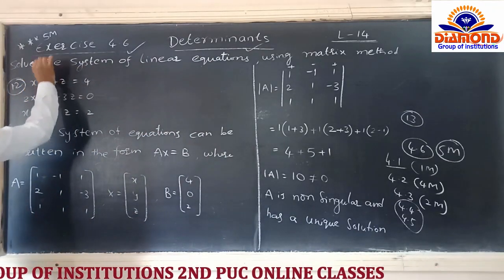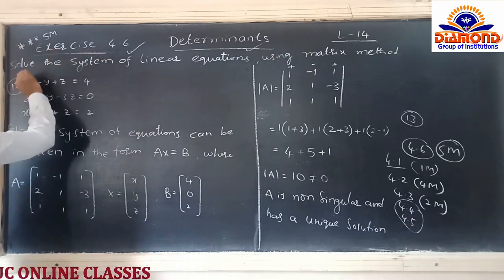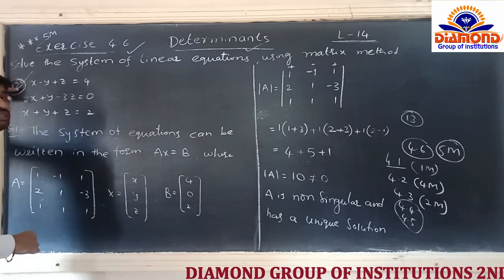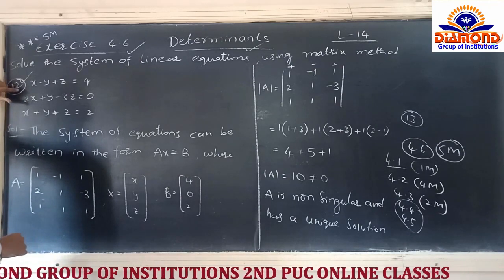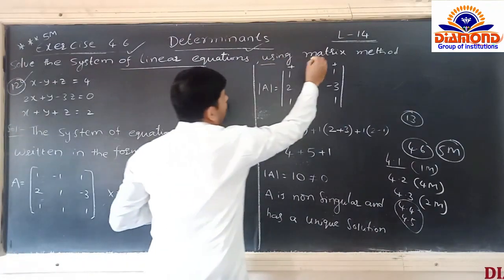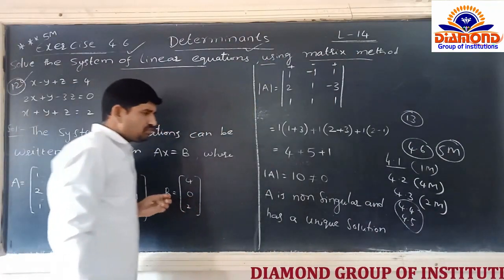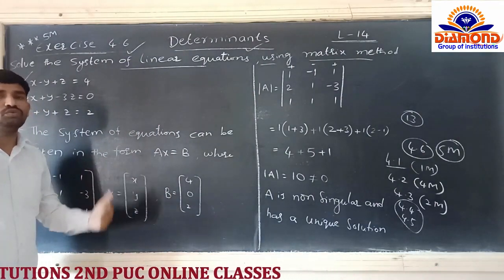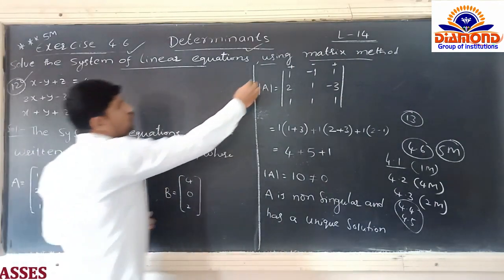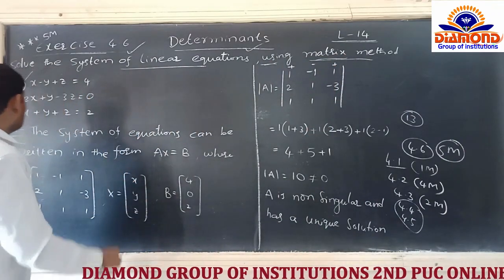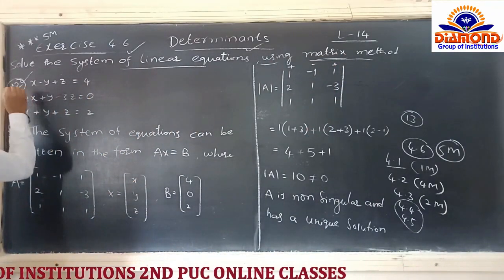We have completed some examples from this, so now we are taking exercise 4.6 question number 12. This question is very important; it has been asked in the NCERT board 2 to 3 times. Solve the system of linear equations using the matrix method. All the questions in exercise 4.6 are to be solved using the matrix method only. That's why we are taking question number 12 here.